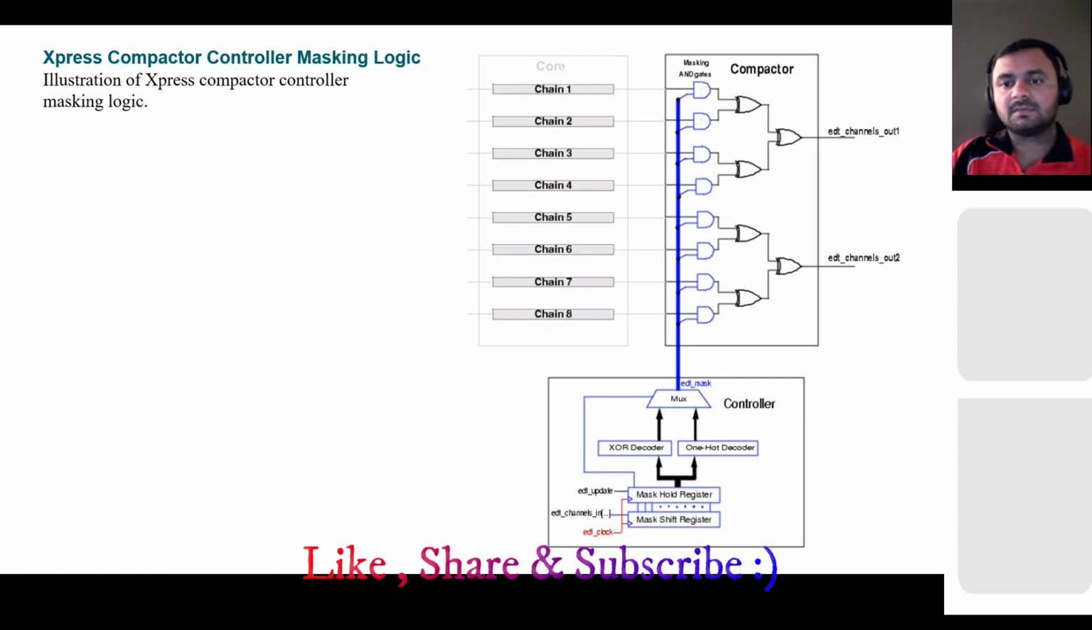This is the same thing but in a more specific way. So you have a mux. Based on the EDT update and EDT clock, it will hold that particular value and select based on that. And based on the XOR decoder or one hot decoder, you select a particular signal, and then it goes to that output.